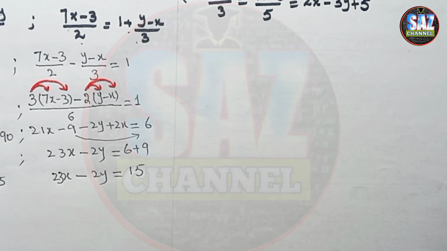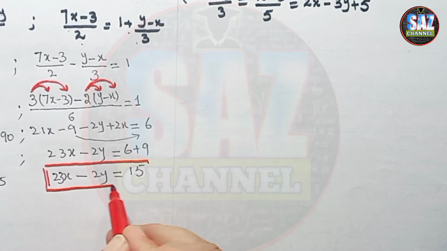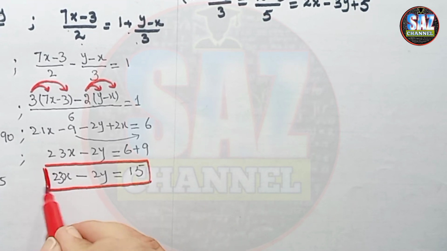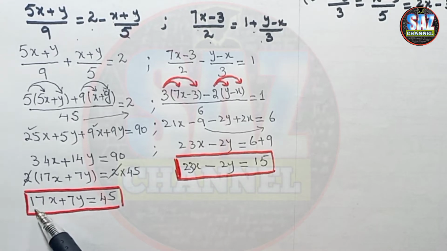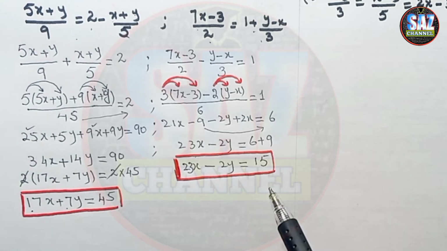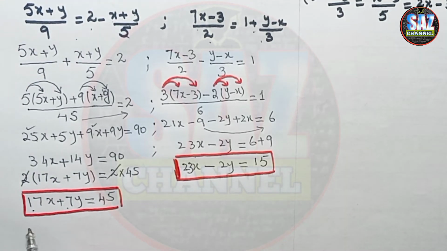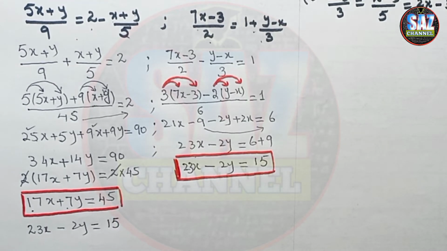And now let me box this equation, so we can compare both the equations easily. Now it's time to decide which method we are going to apply for the solution of this problem. If we compare the coefficients of x, they're not the same in both equations. Coefficients of y are not the same either. So first of all, let me write equation 2 underneath the first equation: 23x - 2y = 15. Now it's your choice which method you apply for the solution of this problem.